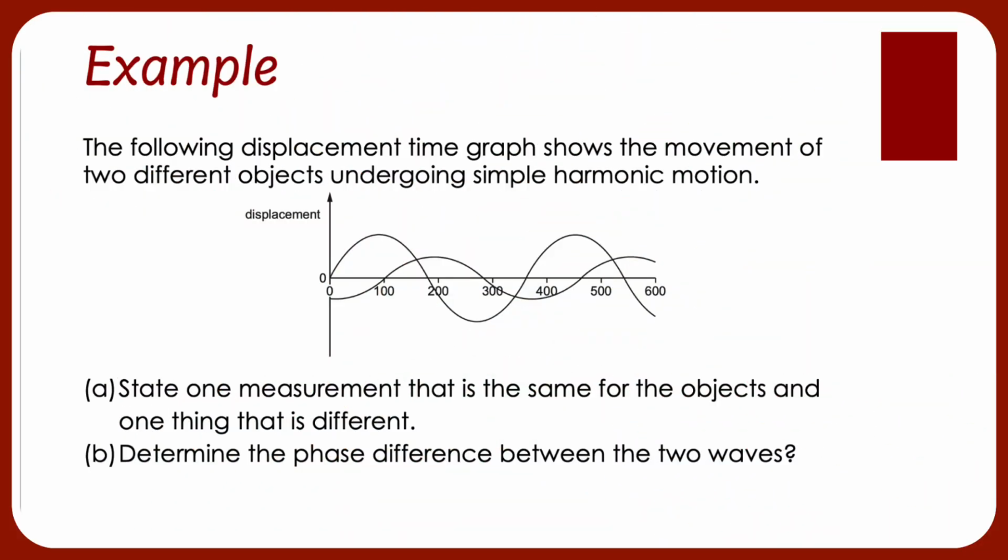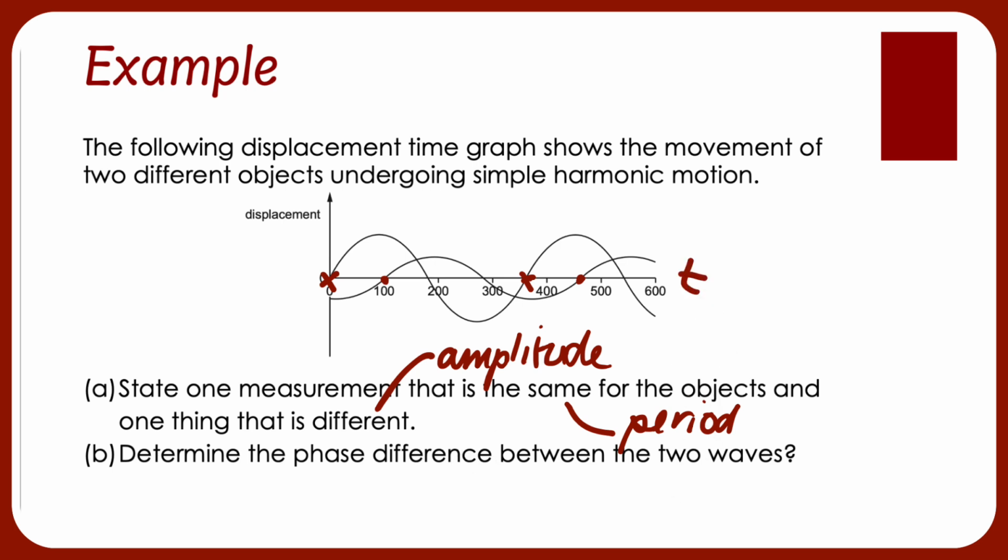So let's do an example. I've got 2 objects here, both undergoing simple harmonic motion. It asks me to state one measurement that's the same for each object and one thing that's different. Well, first of all, one thing that's different is the amplitude. And one thing that's same is the period. Take a look. From 100 to 450, or from 0 to 350. They will have the same period. And I'm assuming this is time right here.